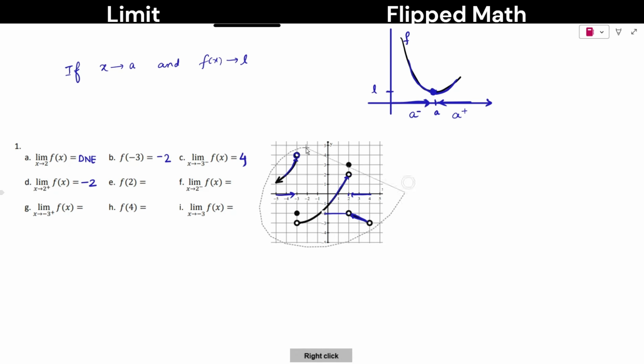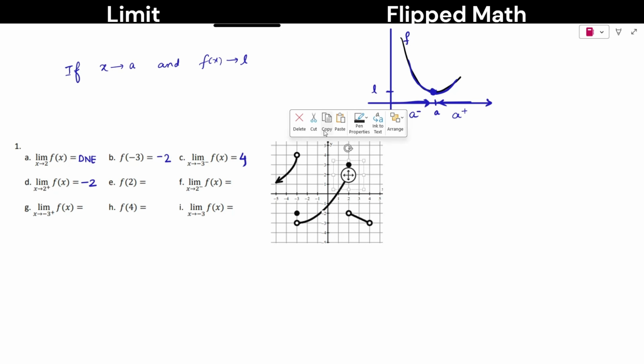Next is the function value at 2. Function value at 2. It is not a function value, it is a hole. I want a solid dot value. The solid dot at 2 is 3. Next, limit at 2 from the left side. This is 2 from the left side. It approaches this hole, it's 2.